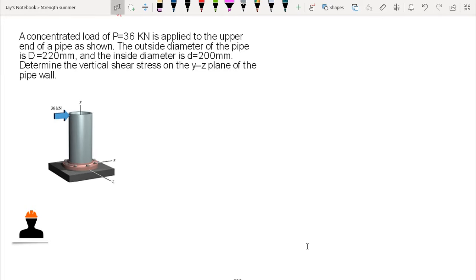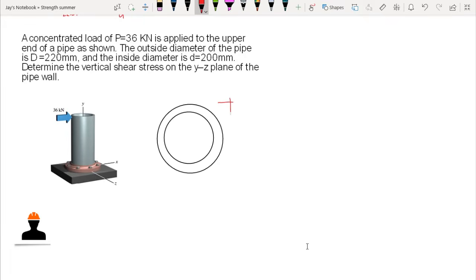So we have a tube in which the outside diameter is 220 and the inside diameter is 200 millimeter. Our goal here is to determine the vertical shear stress on the YZ plane of the pipe wall. Therefore, we need to compute the shear stress. Now that is equal to VQ over IB.